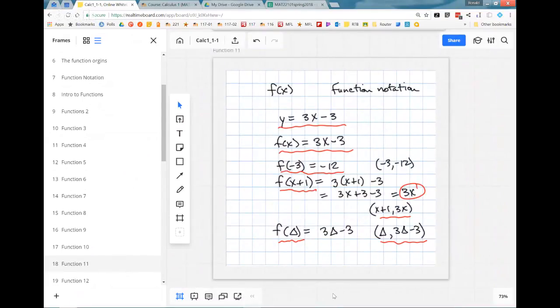This is just more demonstrating the concept again that if we have a function like 3x minus 3, we can find f of negative 3. And we can find f of x plus 1. And we can even find f of triangle, any symbol. If you want to find f of triangle, again, substitute in triangle where there was an x, and again, you get an ordered pair. Triangle, comma, 3 triangle minus 3.